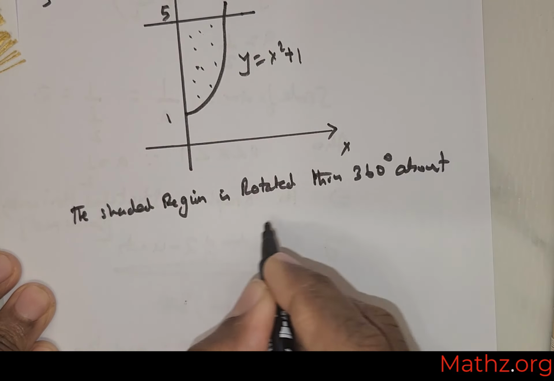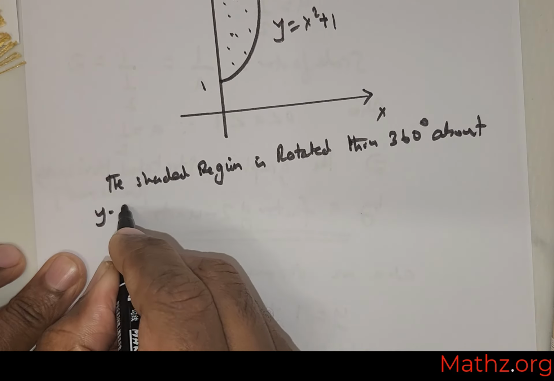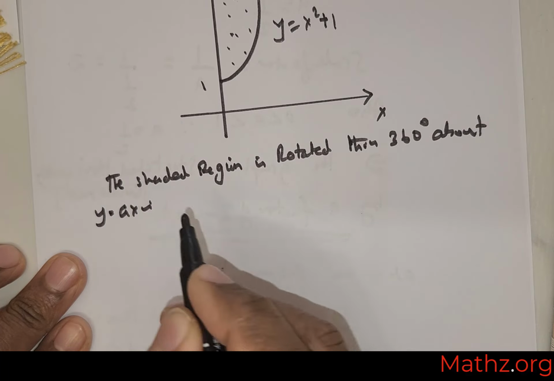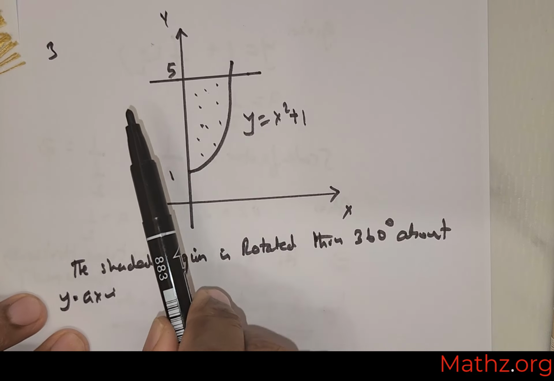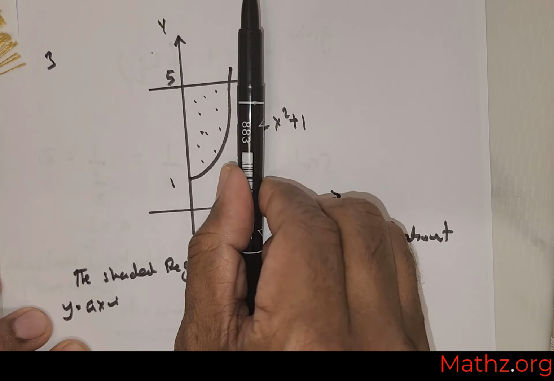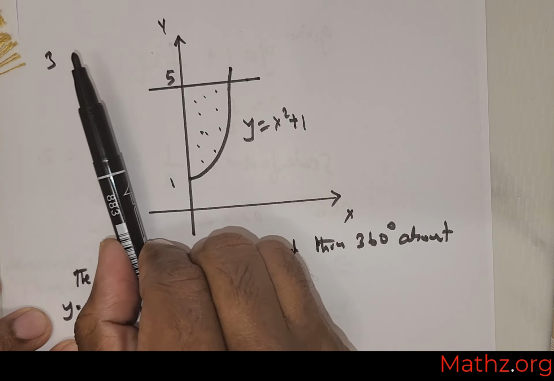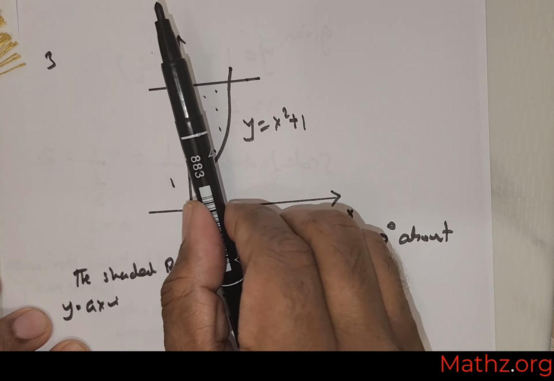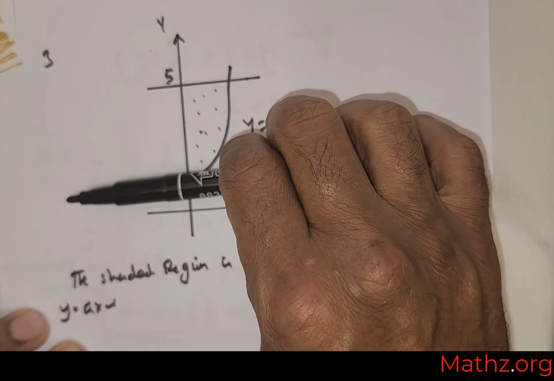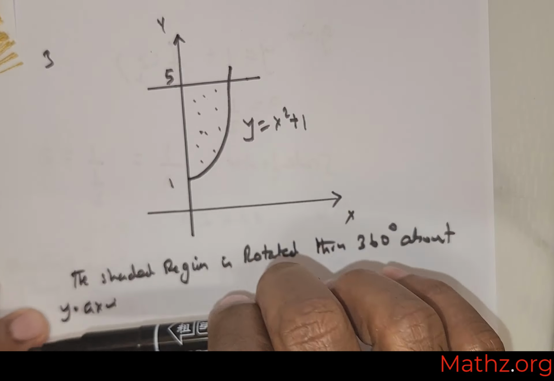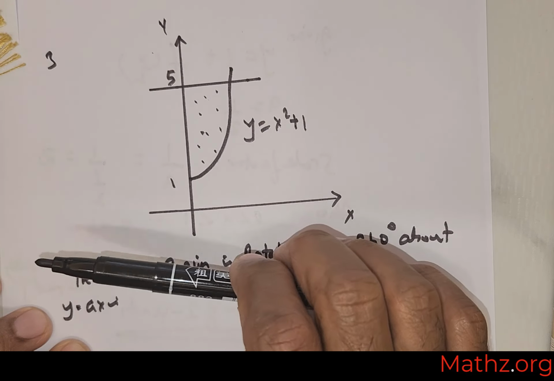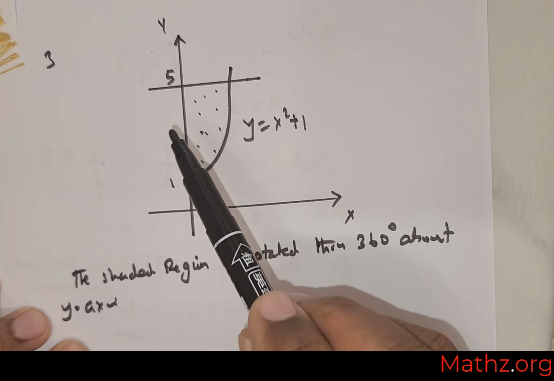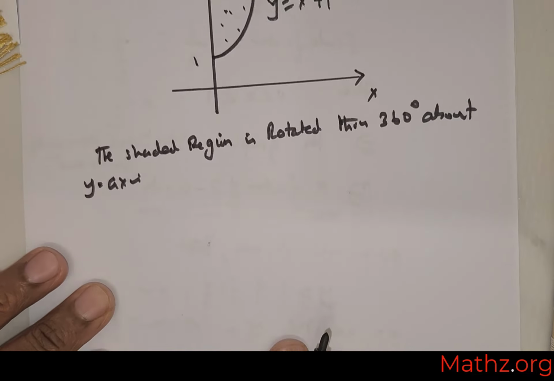That's a very important point you will have to take note of. It is not about the x-axis. Okay, so this is the y-axis, so your revolving is around the y-axis. If it is the x-axis, then you will have to go about the x-axis, but it is not the x-axis, it is the y-axis. So you have to take a little bit of precaution.